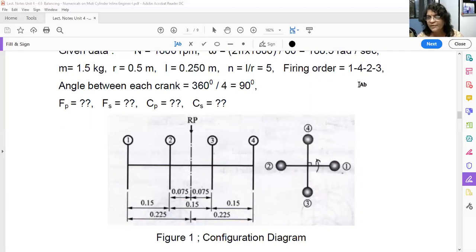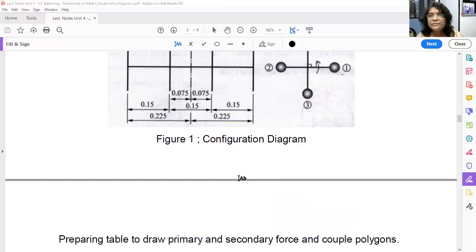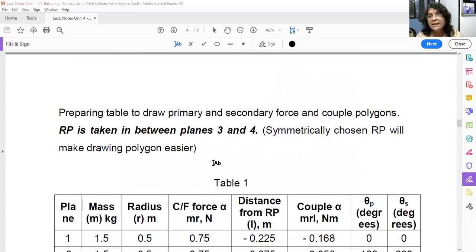This is given. You don't take 1, 2, 3, 4. Otherwise, your firing order will become 1, 2, 3, 4. No, it is given 1, 4, 2, 3. So you have to show the cylinders in this sequence only: 1, 4, 2, 3. Then we have to prepare the table.